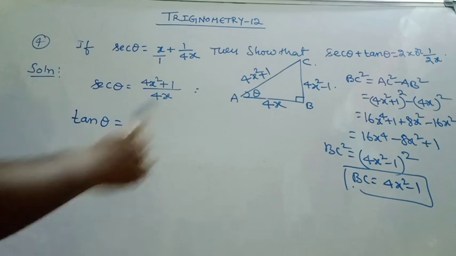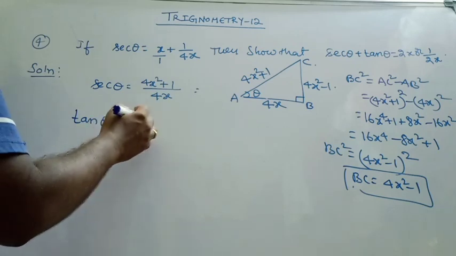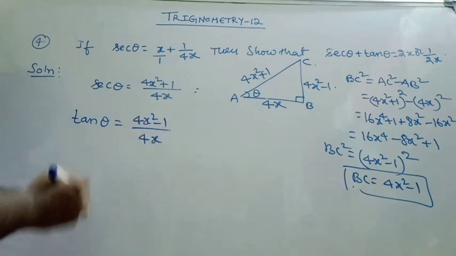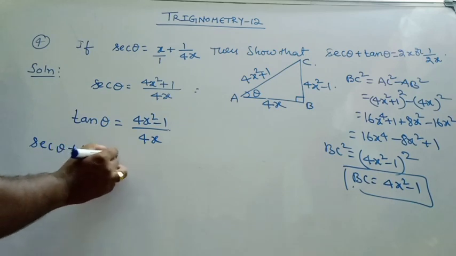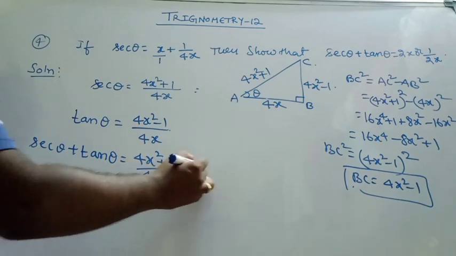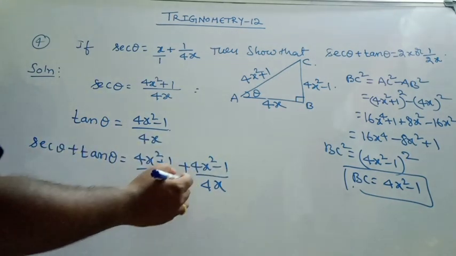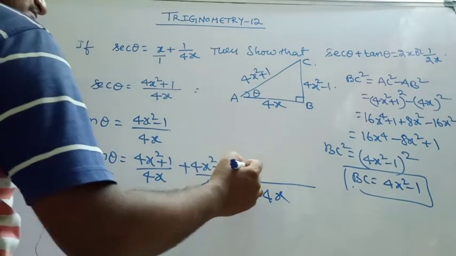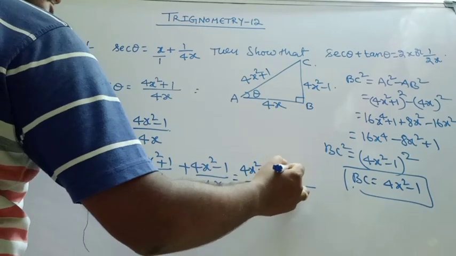After these steps, you will be getting tan theta, right? Tan theta, you know that is opposite by adjacent, that means the perpendicular by base, that is now 4x square minus 1 by 4x, right? Now secant theta plus tan theta we need to get. Secant theta plus tan theta equal to now 4x square plus 1 by 4x plus 4x square minus 1 by 4x, right? The LCM is 4x, and from this you can get 4x square plus 1 plus 4x square minus 1.